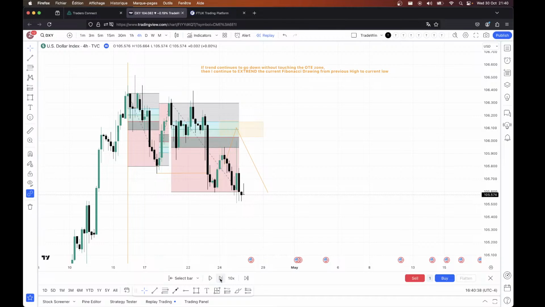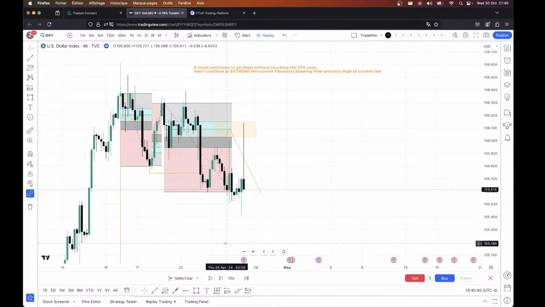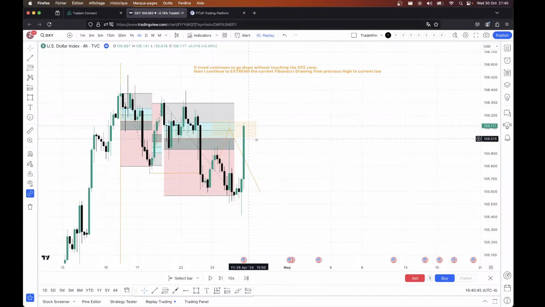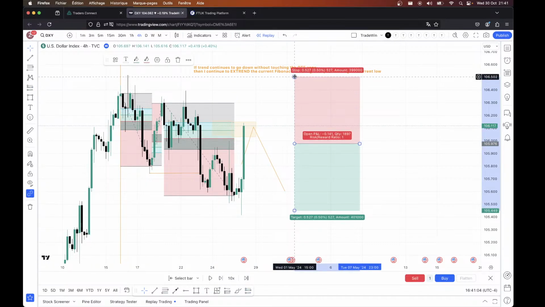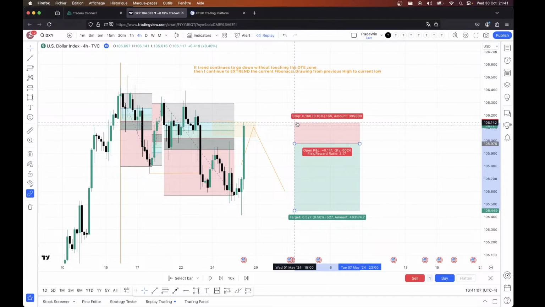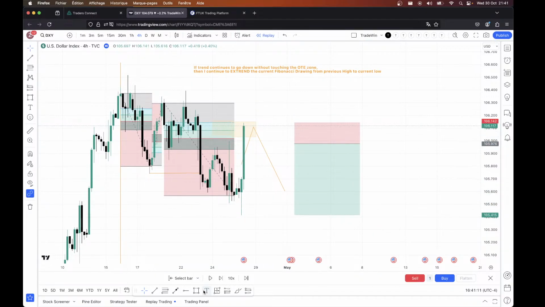We are still going down, still going down. Oh, what's happening here? We are exactly entering the OTE zone. If price goes up again, I'm moving that. If price gets rejected from this zone without closing above, I will consider that a valid confirmation to go short. So what I'm doing here is this kind of stuff, up and targeting the low here. Okay, you see that? Let's see how it goes.